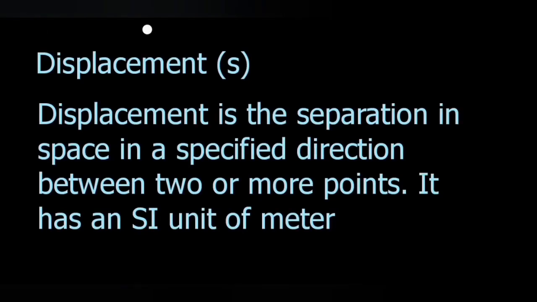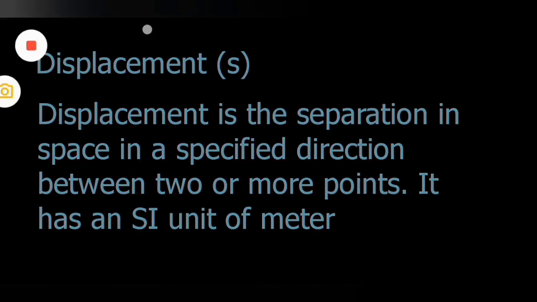Displacement, on the other hand, is the separation in space in a specified direction between two or more points. It has an SI unit of meter. That is, in displacement, we try as much as possible to describe the journey or the spatial separation between points with respect to direction. Consider the diagram below.